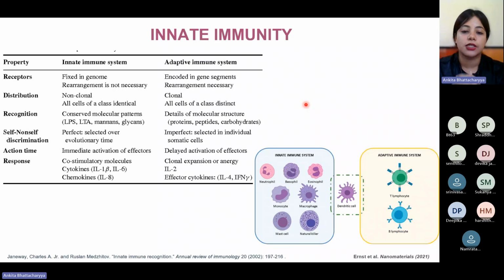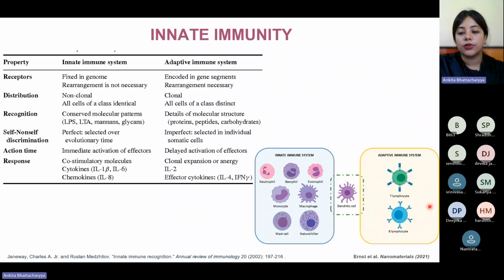Coming to the adaptive immune system, there is clonal expansion or clonal anergy. It's a slightly complicated concept we can come to a little later. IL-2 is majorly the interleukin that works for the adaptive immune system, and there are some effector cytokines like interferon gamma and IL-4 which are operational there. So this was just to draw a comparison between the entities that play a role when it comes to innate and adaptive immunity.